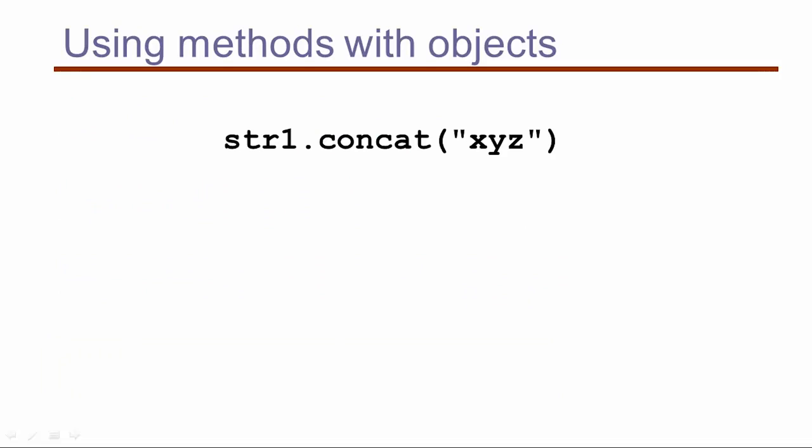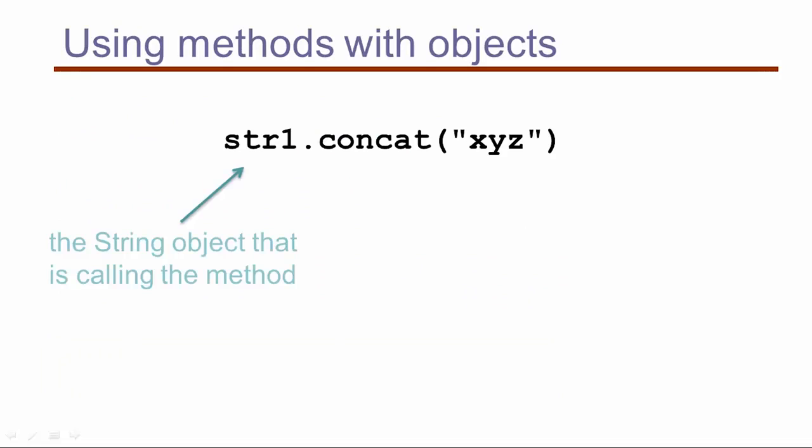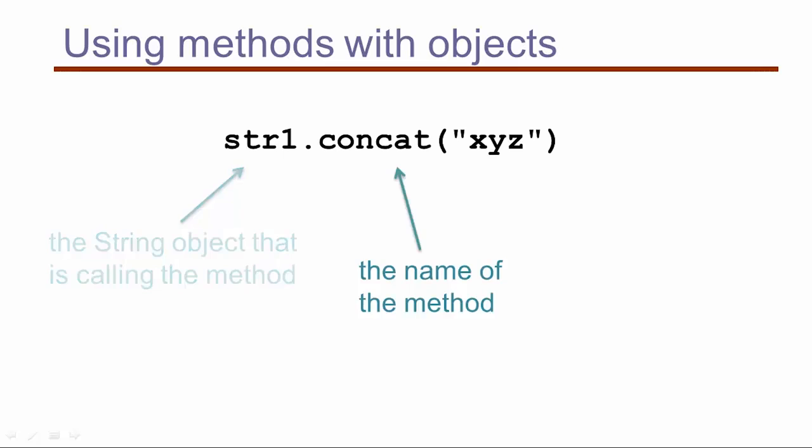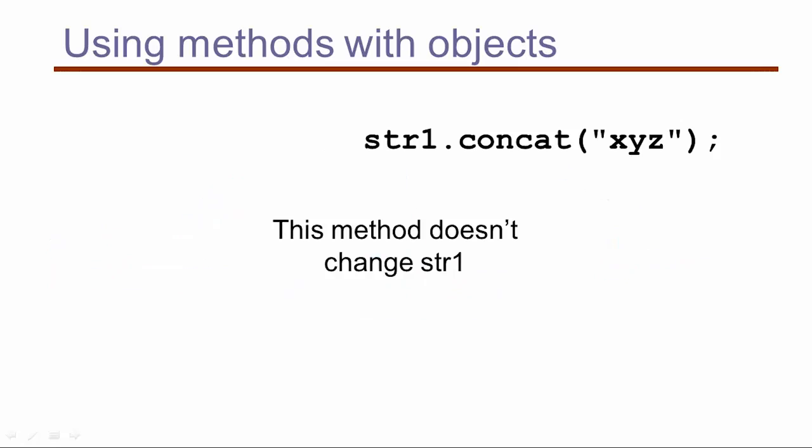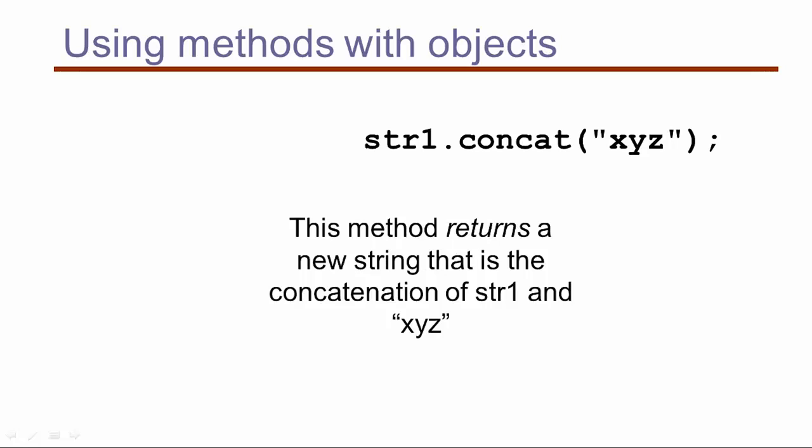So to review, to call a method of the string class, you must specify the string object on which you want to call a method, followed by a dot, followed by the name of the method, which is followed by any parameters inside parentheses. Now, when we call the concat method on the string object str1, it does not change str1. Rather, this method call returns a new value that is the result of concatenating str1 and the parameter string xyz. Since the method is returning a new value back to us, it is up to us to do something useful with that value, such as assigning it to a string variable or maybe even printing it out.